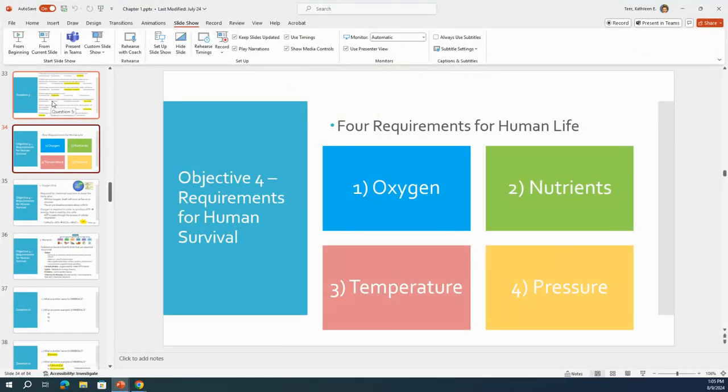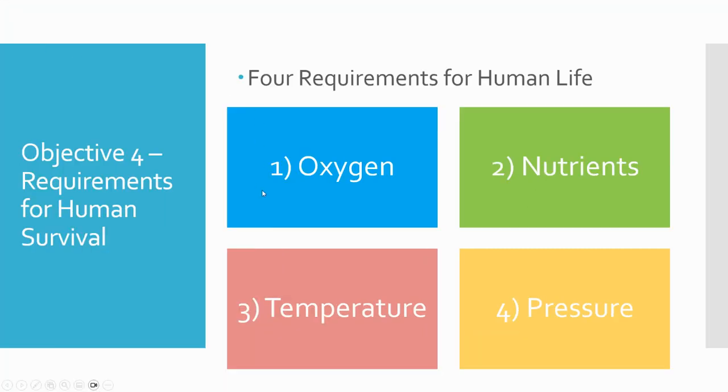Alrighty guys, so we're moving on. Next objective is objective 4. And objective 4 is about things that we have to have in order to survive. So there's 4 main requirements for human life. We have oxygen, nutrients, a steady temperature, and a steady pressure.